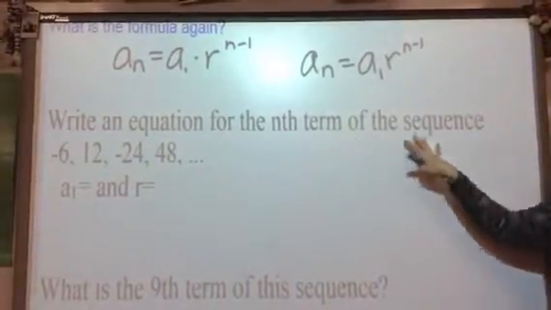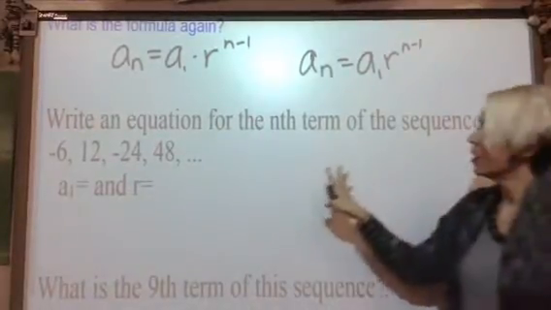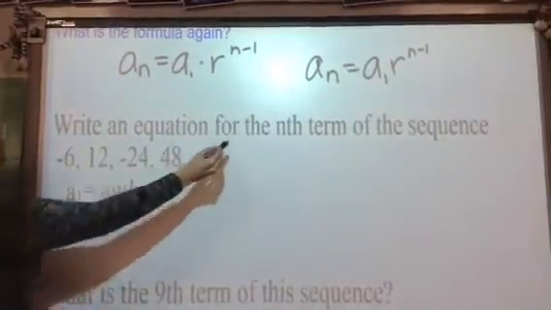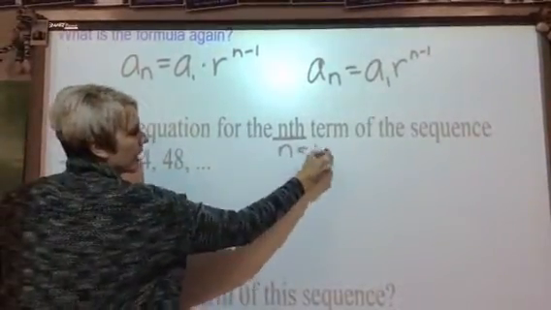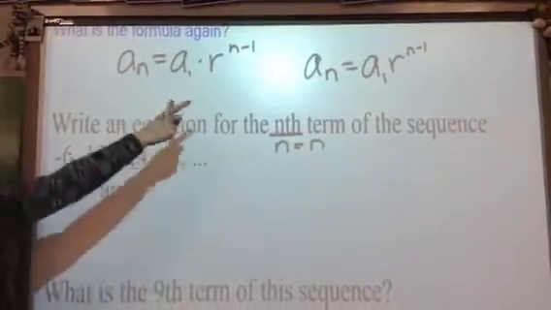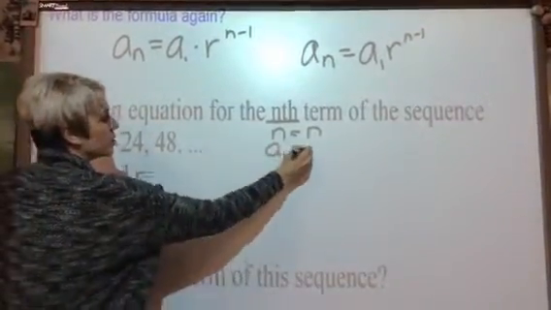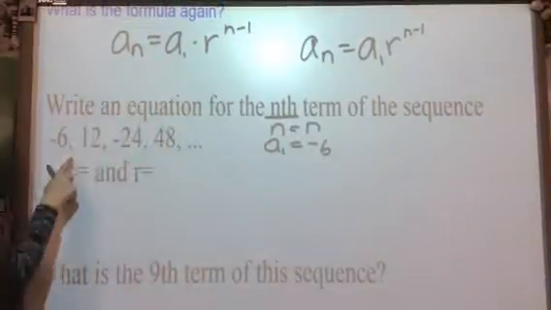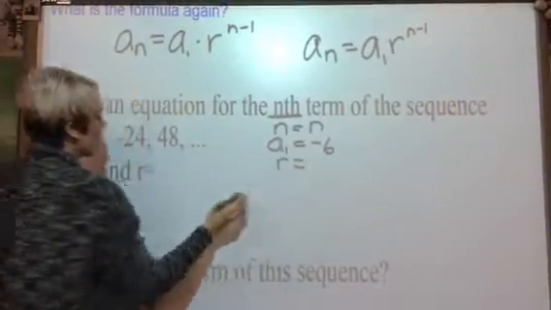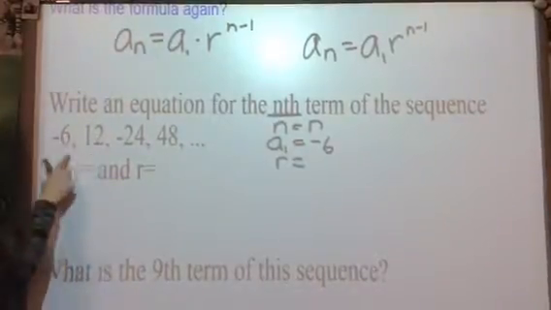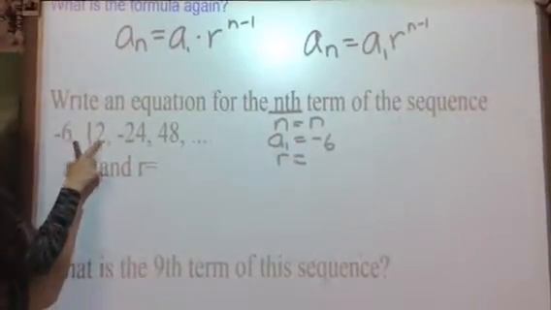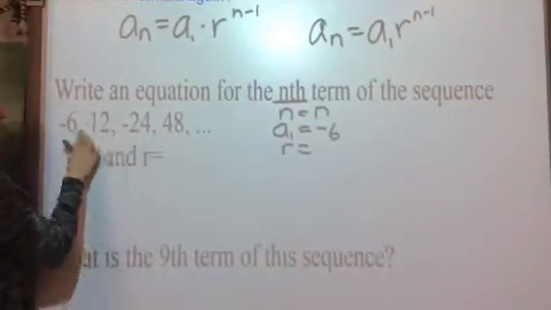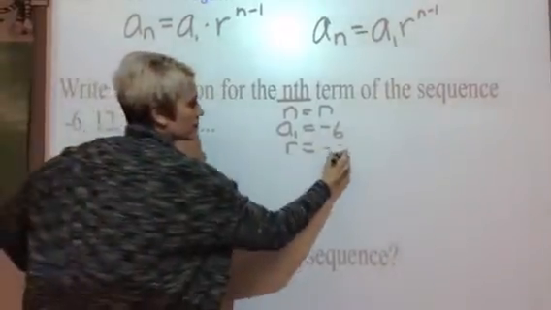So if we were to write an equation for the nth term of the sequence, what we need to do is figure out, okay, what is everything in there? N is going to stay n because I'm looking for the nth term in a sequence. The a sub 1 is going to be the first term, and if you look, the first term here is negative 6. The r is going to be the common ratio. Now I'm going to have to find that. So I'm going to take 12 divided by negative 6, I get negative 2. When I take 12 times negative 2, I get negative 24. So this is going to be a negative 2 for r.